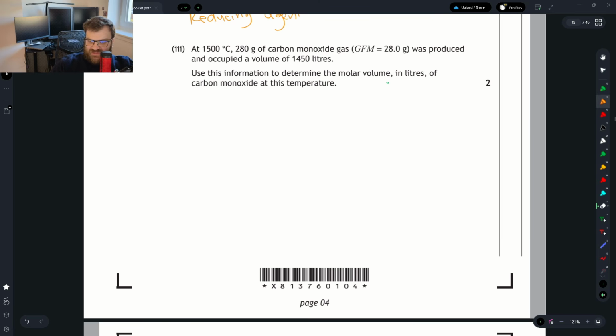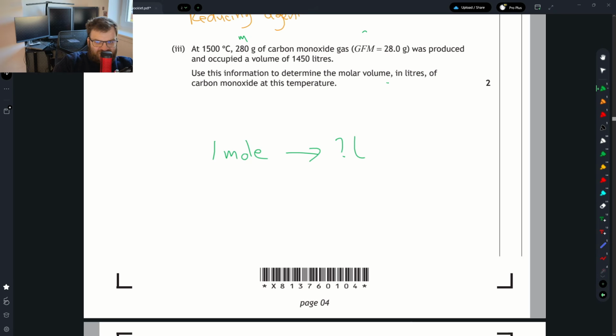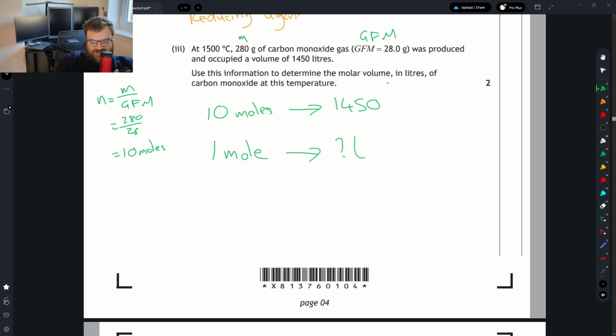Next one, we're asked to determine the molar volume. The molar volume is the volume of 1 mole. And what are we told? Well, we are told we've got 280 grams, which is the mass. We're told the GFM. So we could work out the number of moles. Number of moles equals mass over GFM. So 280 over 28 equals 10 moles. It says that 10 moles occupies 1450 litres.